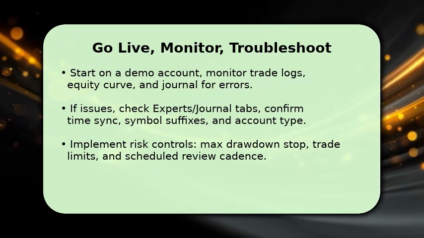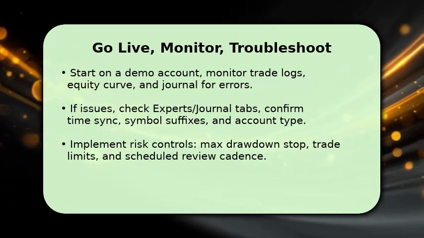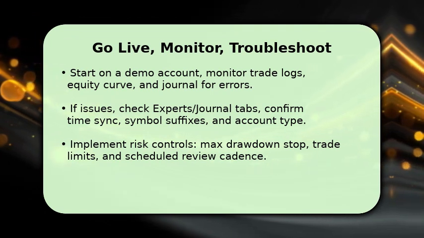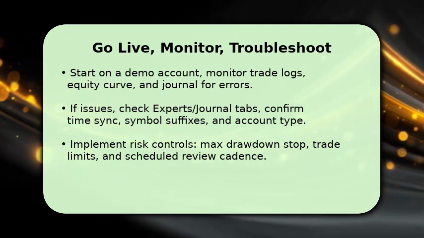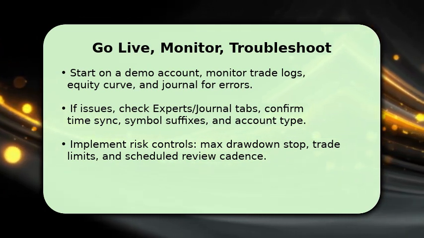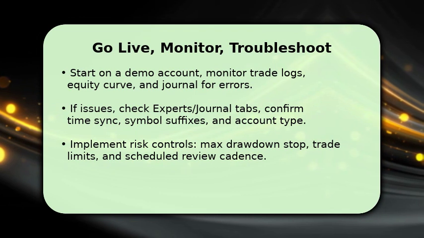Start on demo and observe the equity curve, trade history, and the Experts tab for messages. If the EA misbehaves, check the Journal for error codes, confirm server time sync, and verify symbol suffixes or account type mismatches. These common issues stop order execution.